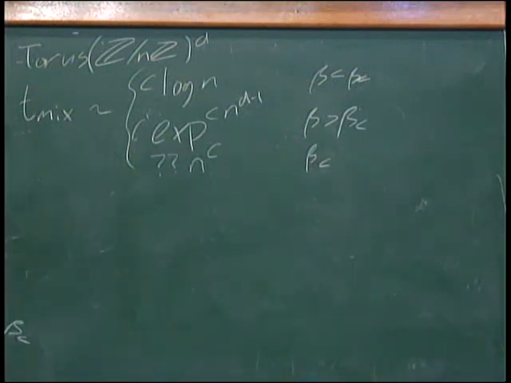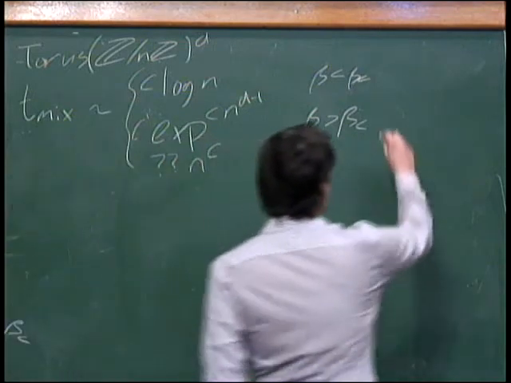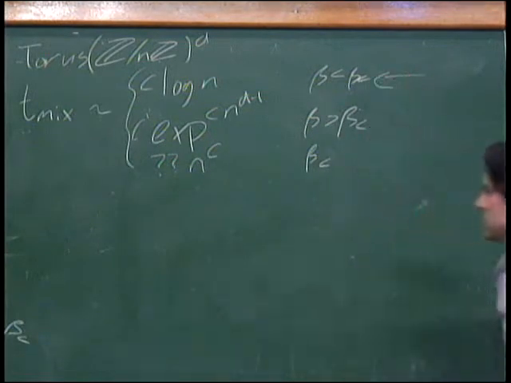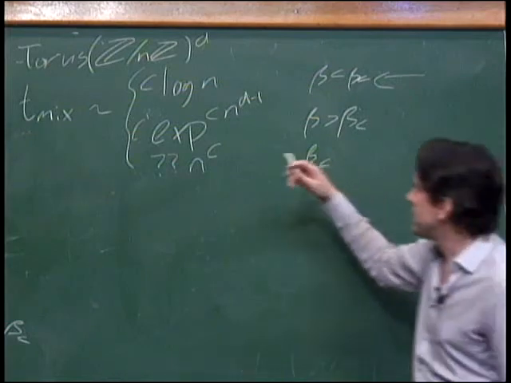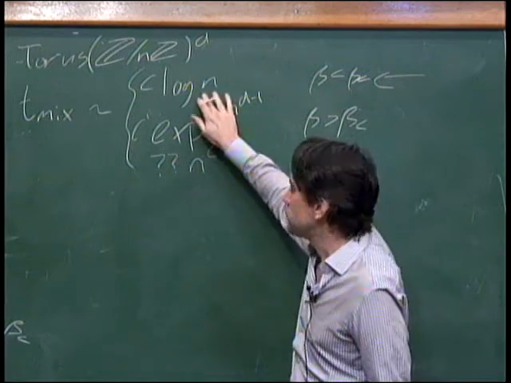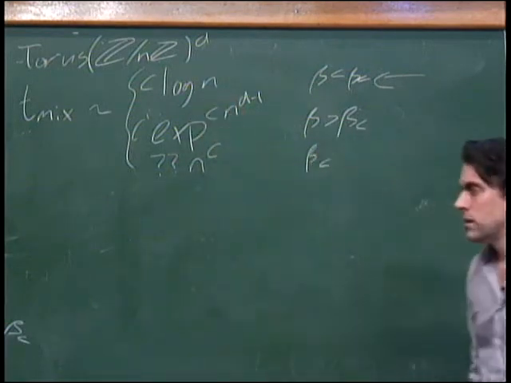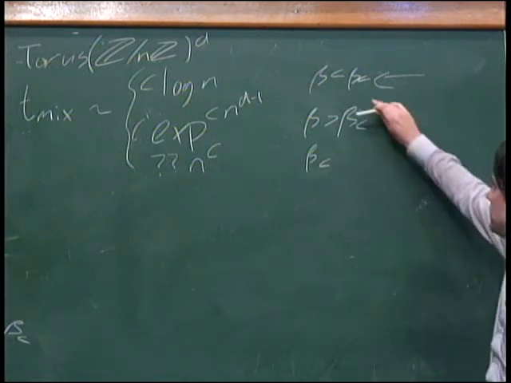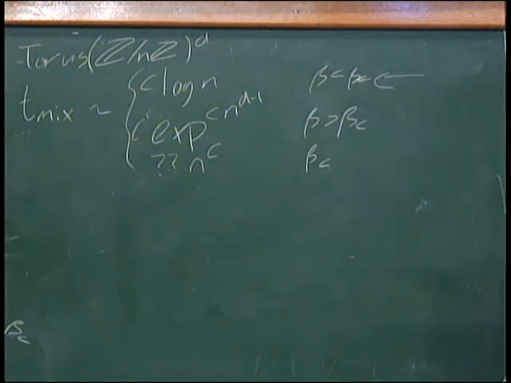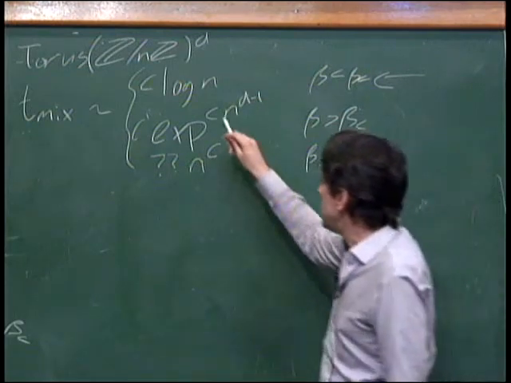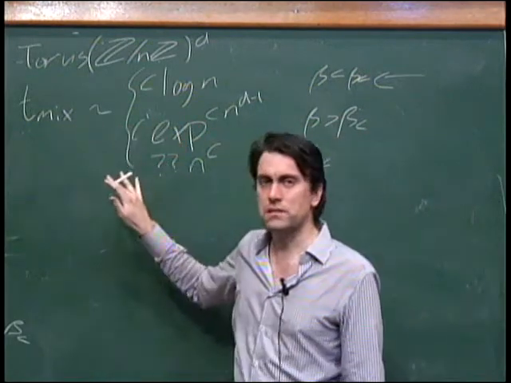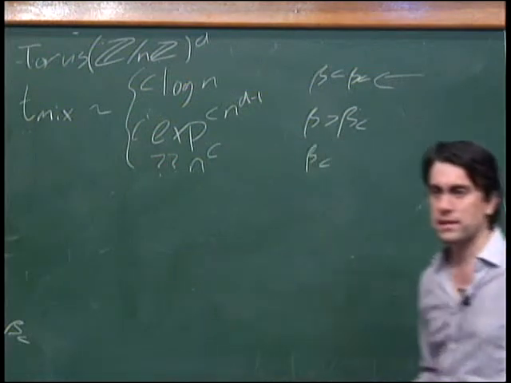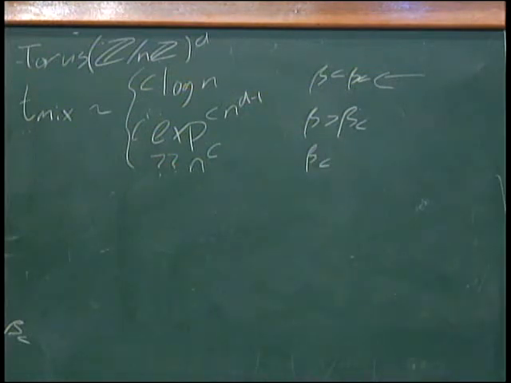Okay, so our focus will be in the high temperature regime. So we know that it's logarithmic. We want to understand first the fact that this has cutoff, and secondly, for the worst case mixing time, how it's affected by taking different initial conditions.